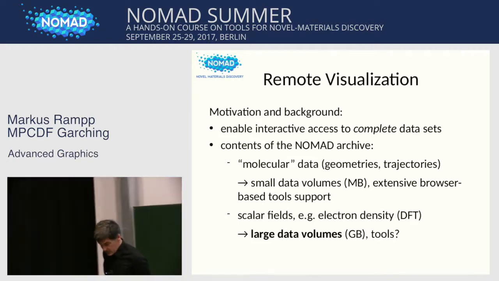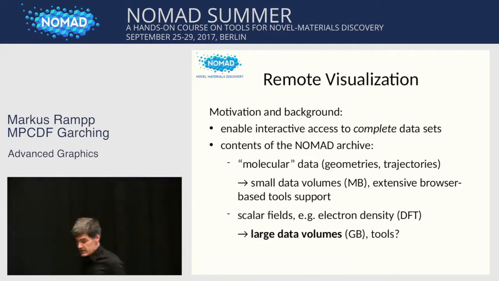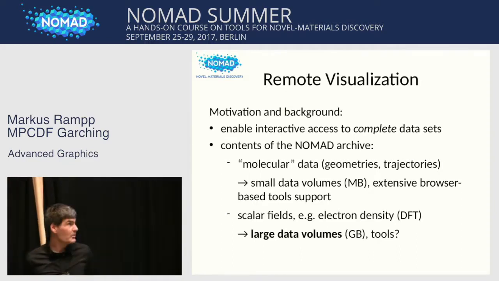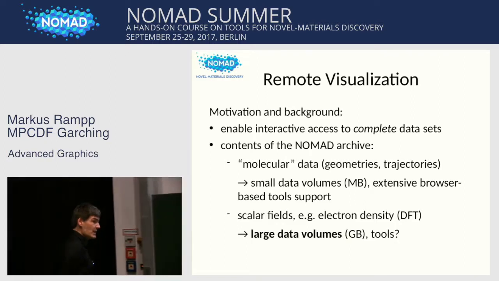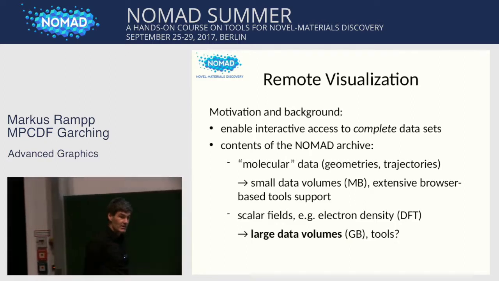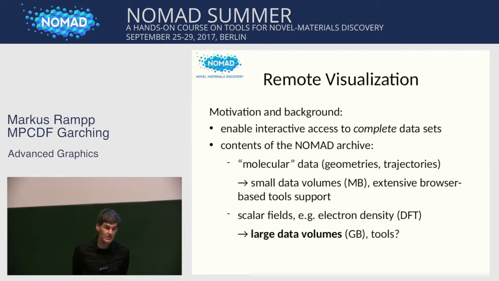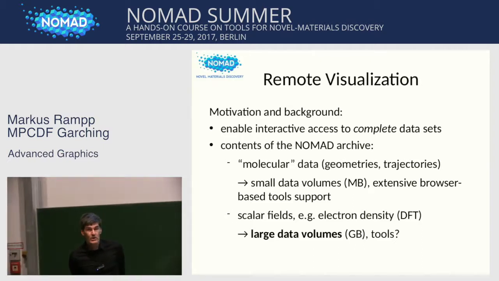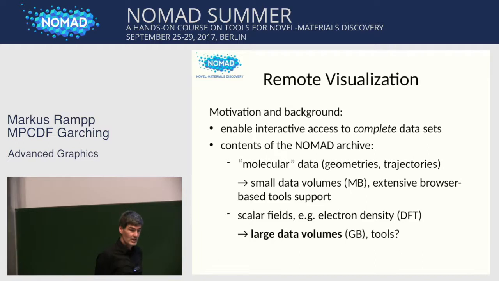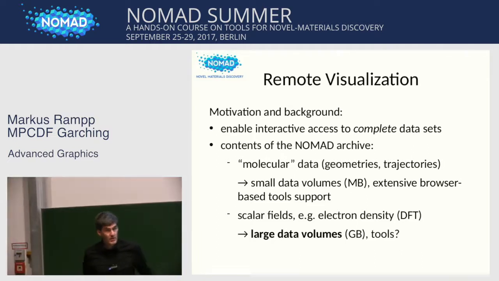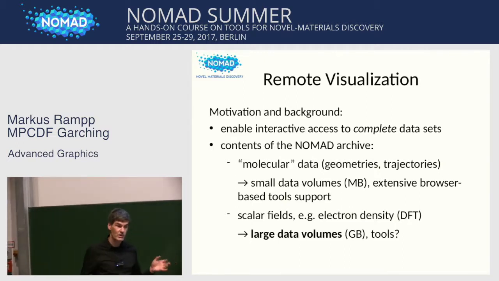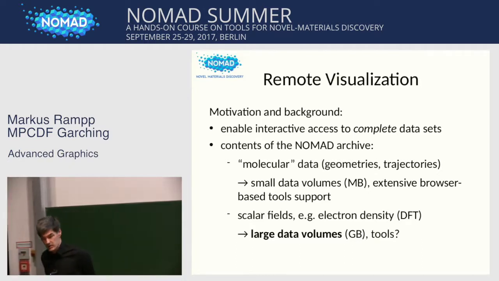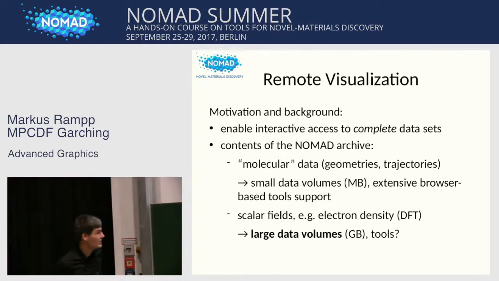And the underlying technology here is what is commonly called, it's not new, remote visualization. So we enable interactive access to the complete data sets, so to say. And if you look into the contents of the NOMAD archive, just a very, very rough classification here, you have what we call in this context small data sets, which might be geometries, trajectories, and so on, which you can easily visualize using whatever balls and sticks and something.